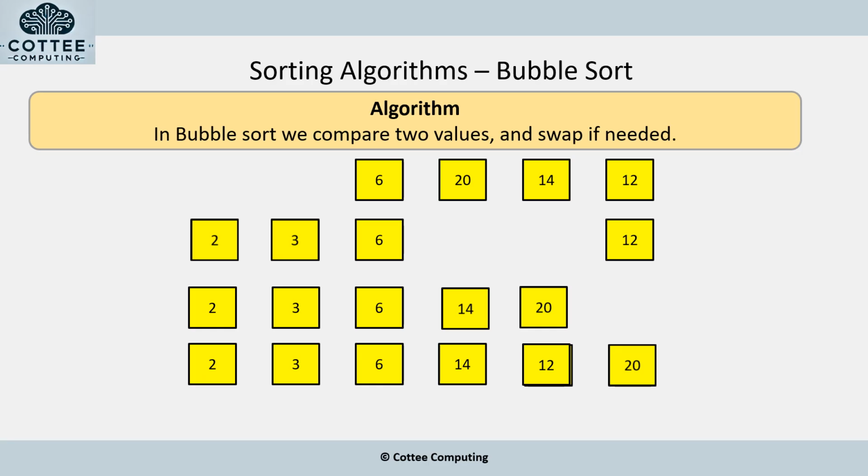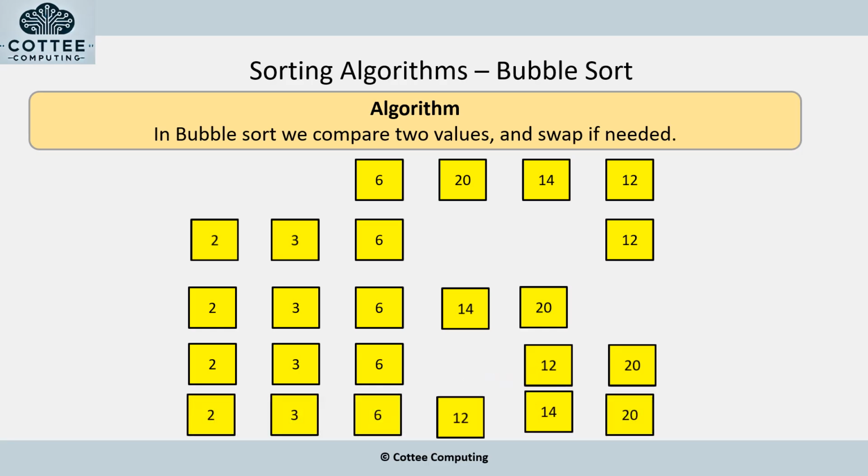So we go back to look at 2 and 3. Well, 2 and 3 we don't need to swap. 3 and 6 are fine. 6 and 14 are good. 14 and 12, well, we need to swap those 2. So let's swap those 2 around, and we write everything in again.